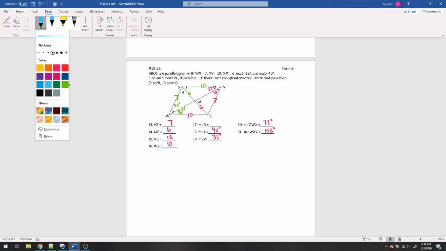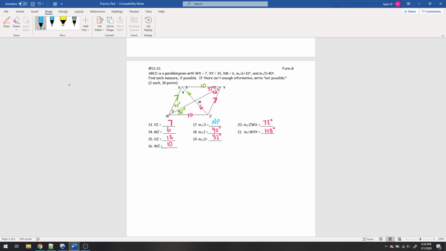That would only be the case in a rhombus. And this isn't a rhombus, right? We have 7 as one side and 10 as another. Your measure of angle 3, we're going with not possible for right now. Later in the year, you'll be able to do that one.